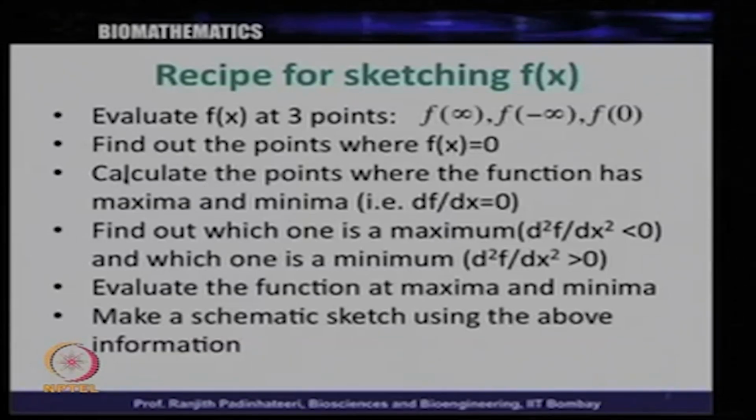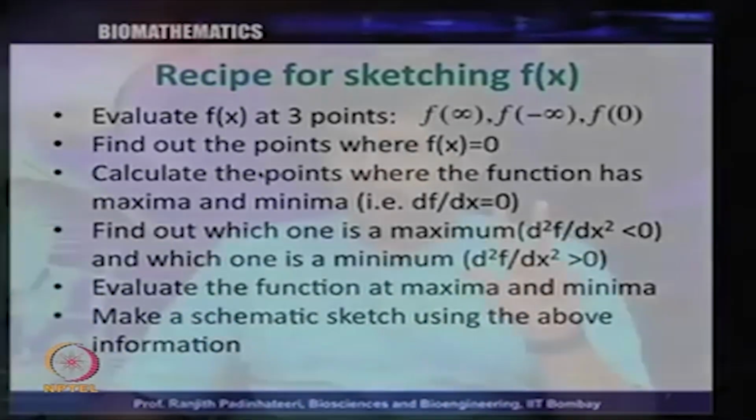And the third thing is to calculate the points where the function has maxima and minima. Any function could have many maxima and many minima. As we learned in the last few lectures, by calculating the derivative and equating it to 0, the point where the derivative is 0 is either a maximum or a minimum. So, the third thing we want to find out is for what value of x the function has derivative equal to 0. That is the third point.